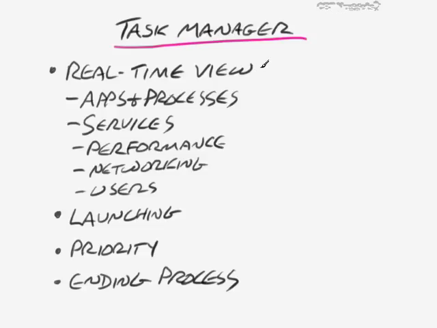This provides a real-time view, in other words, there's no way to save the information that you see in here or to log that information. It's just a current time view or real-time view of it, and it shows you all of the applications and processes that are currently going on, various services that are running, how the system is performing and what kind of resources it currently requires, the network bandwidth throughput that's currently in use, as well as any users that are logged onto the system, either locally or remotely through something like a remote desktop.